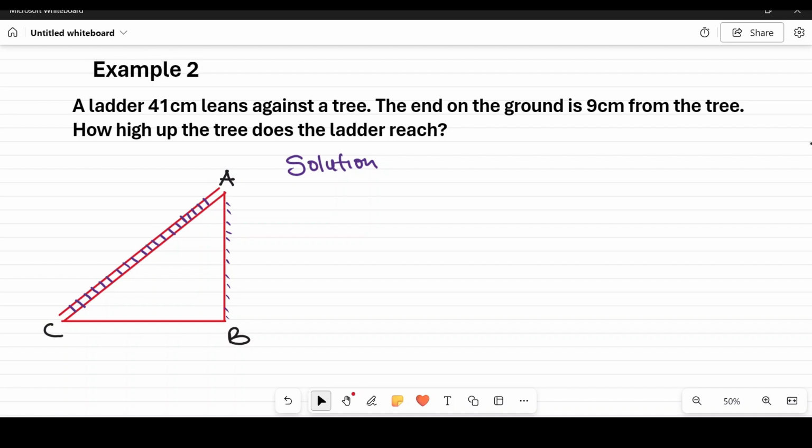Now the question says, a ladder 41 cm leans against a tree. The end on the ground is 9 cm from the tree. How high up the tree does the ladder reach? From the given example, line AB represents the tree, so we name it H as the height. Also, line AC represents the ladder that leans on the tree, and the value for the ladder is given as 41 cm.